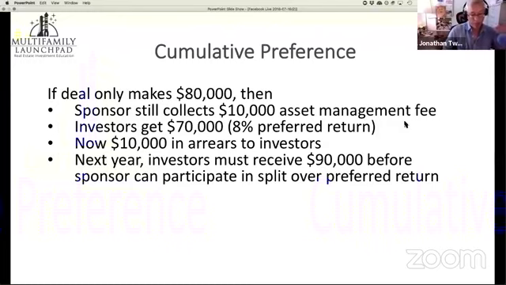After that, you've got to get up now to, what is it? That's going to be $100,000 before you're going to be able to participate. And if you keep on going like that through the end of the deal, you may wind up having to pay them a big chunk of money out of the proceeds before you go to your split on the end.